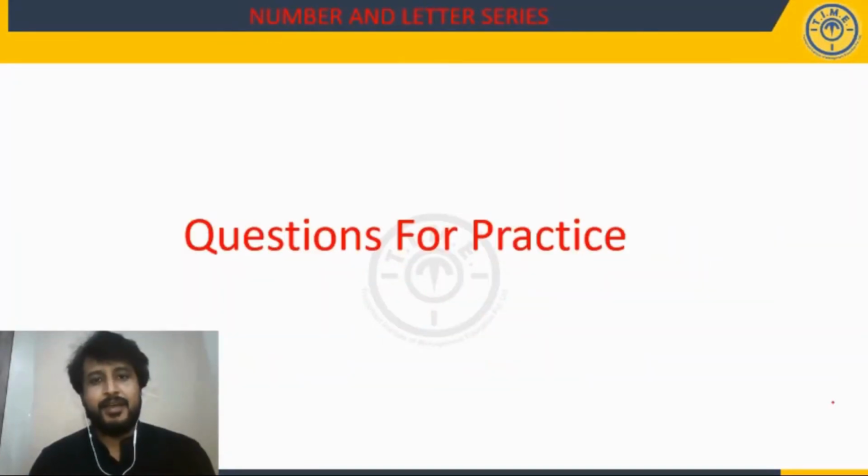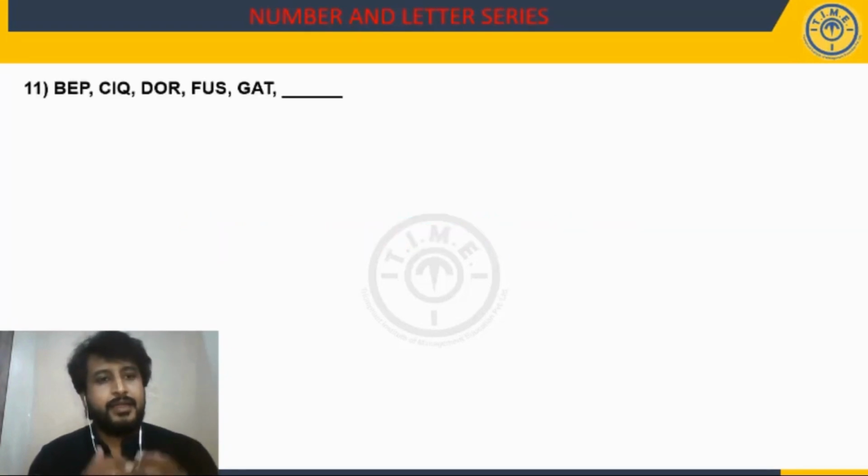I hope you are clear with the basics. Let's practice some more questions. Question number 11. Here each group consists of 3 letters: B, E, P, C, I, Q, D, O, F, U, S, G, A, T. Any number of questions that we are going to solve in letter series, our procedure will remain the same: identifying the logic in the first set of letters, the second set of letters, and the third set of letters.